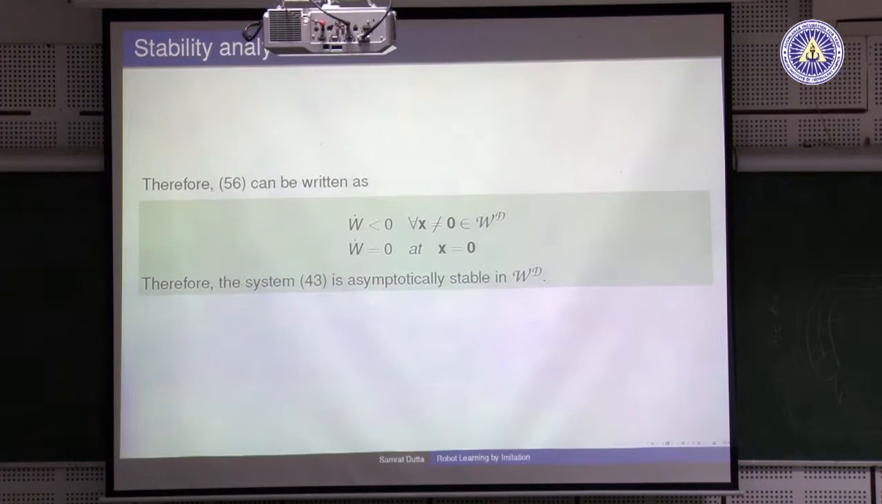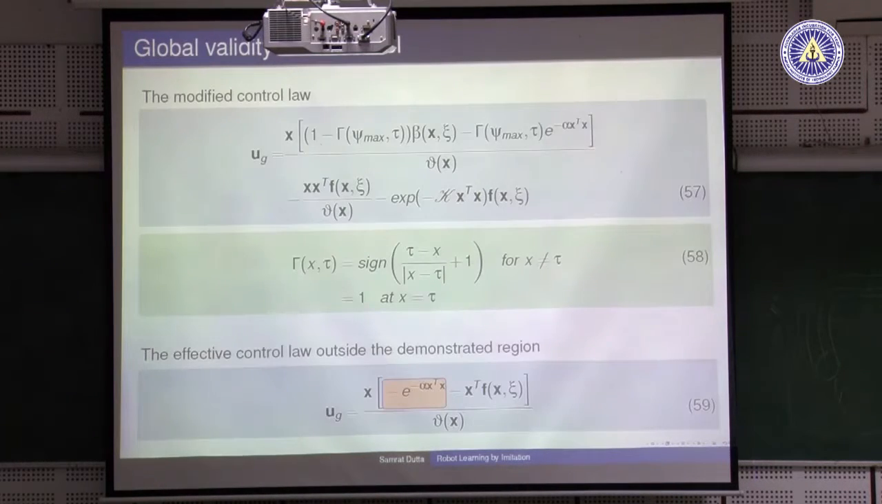Well, by searching those P2, we can ensure that the Lyapunov function is always negative within the WD region, which is basically the region where we demonstrated to the robot how to perform tasks. So, this approach makes sure that the system is stable within the region of demonstration, because we did not work outside the region of demonstration. But we want our robot to be stable outside the demonstrated region as well.